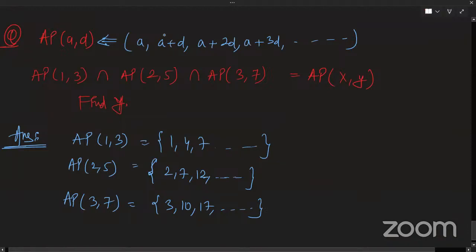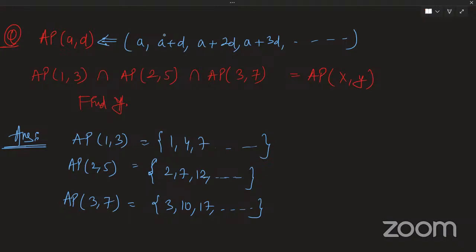Fine. That will also be an AP. Everyone got that, right? Intersection of three APs is also an AP. And it is asking me, for the intersection of three APs, which is also an AP, to find the common difference of that AP. Can you tell me what it will be?